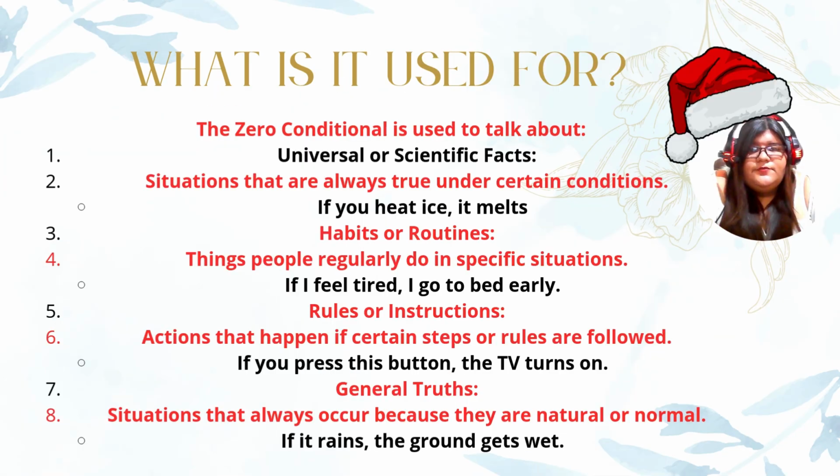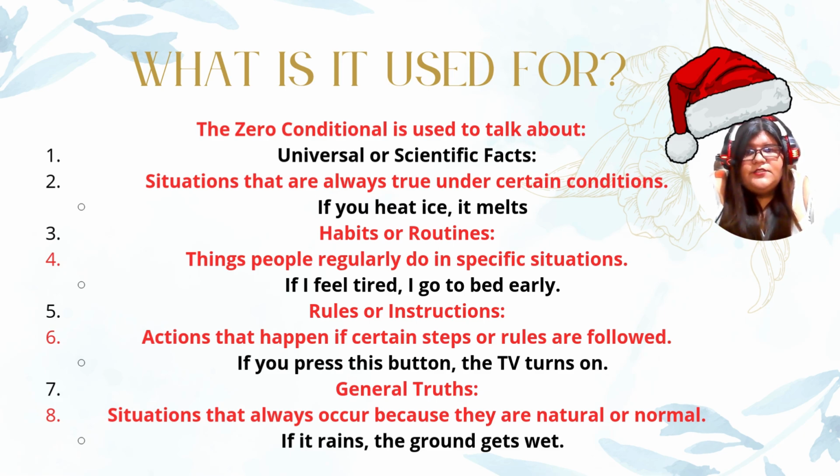So now let's see what it's used for. The zero conditional is used to talk about universal or scientific facts, situations that are always true under certain conditions. If you hit ice, it melts. That's a general truth or fact, right? Because that won't change.